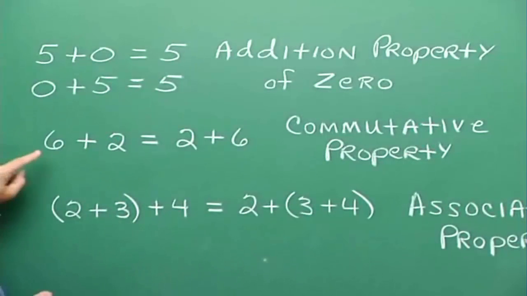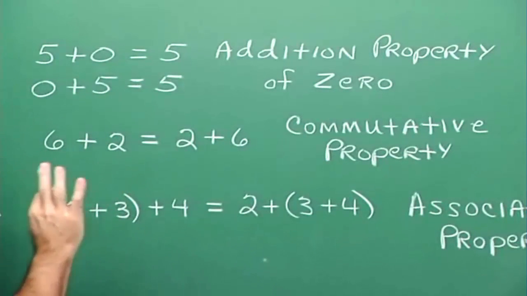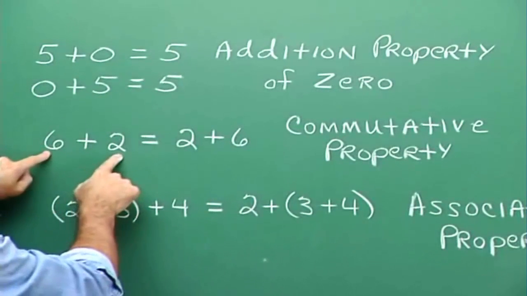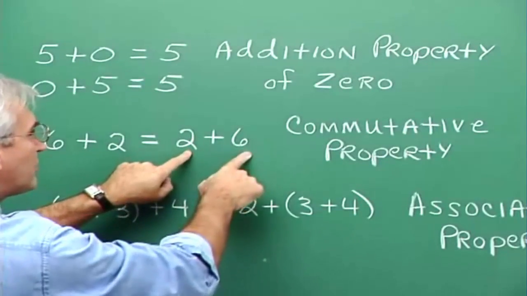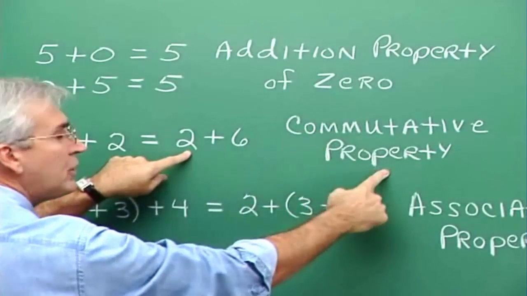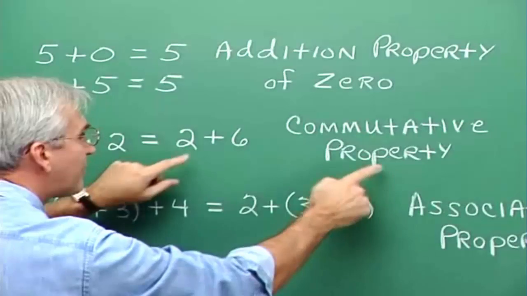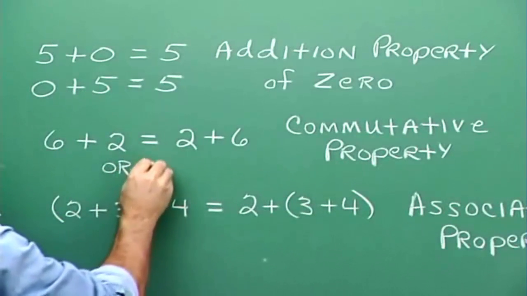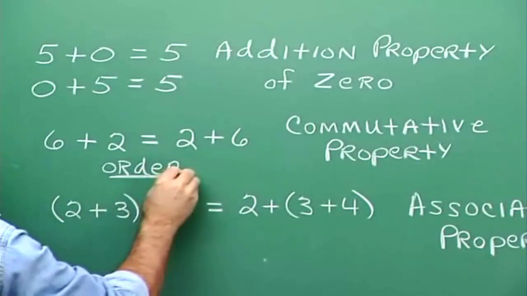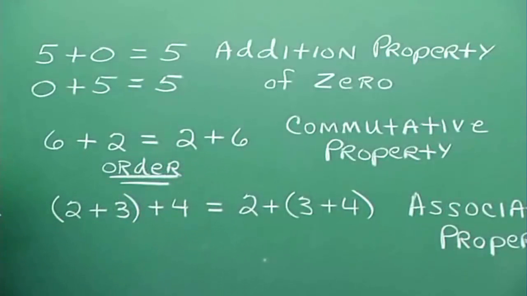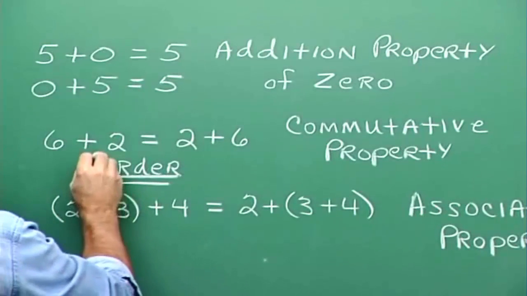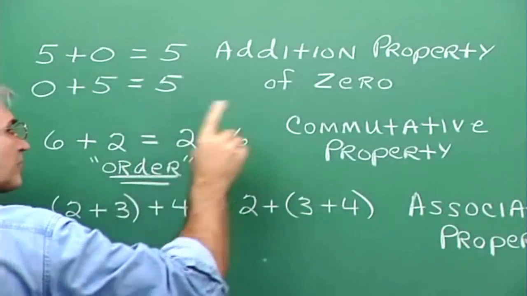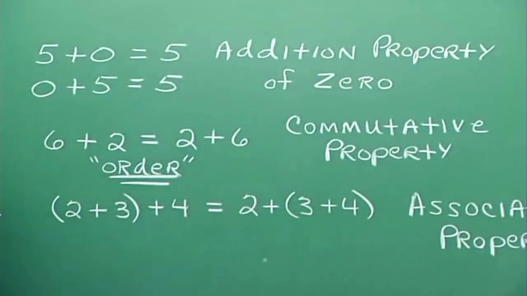Here's another property. We can add numbers in either order. That is, 6 plus 2 has the same value as 2 plus 6. This is called the commutative property. And the commutative property is all about changing the order under this operation of addition. We can add numbers in any order that we like. Now, I'm associating this word with that property, and that's kind of important.